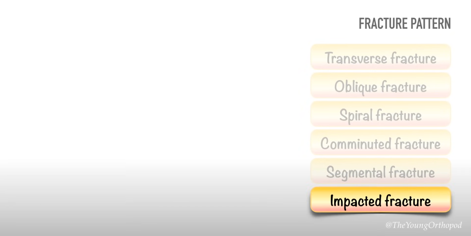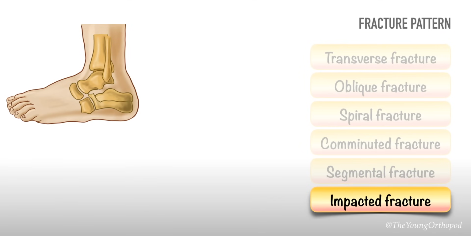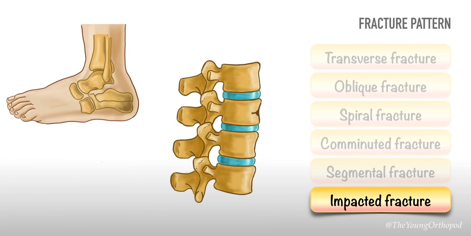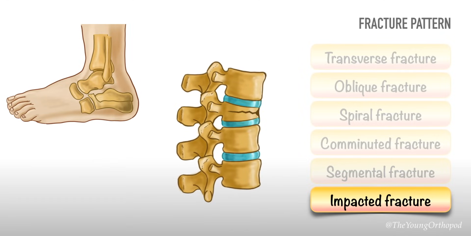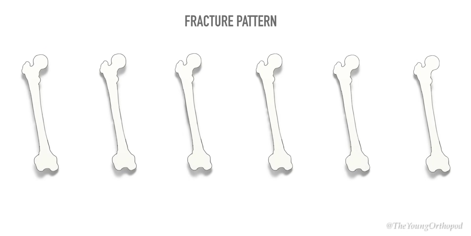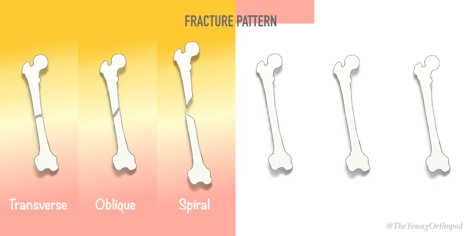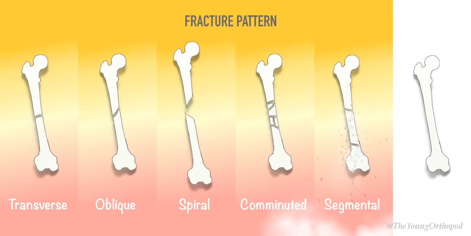An impacted fracture is caused when the bone fails in compression. For example, a depressed fracture of the calcaneus after a fall from a height, or a wedge compression fracture of the spine. These also include valgus impacted fractures of the femoral neck. So the different fracture patterns include transverse fractures, oblique fractures, spiral fractures, comminuted fractures, segmental fractures, and impacted fractures.